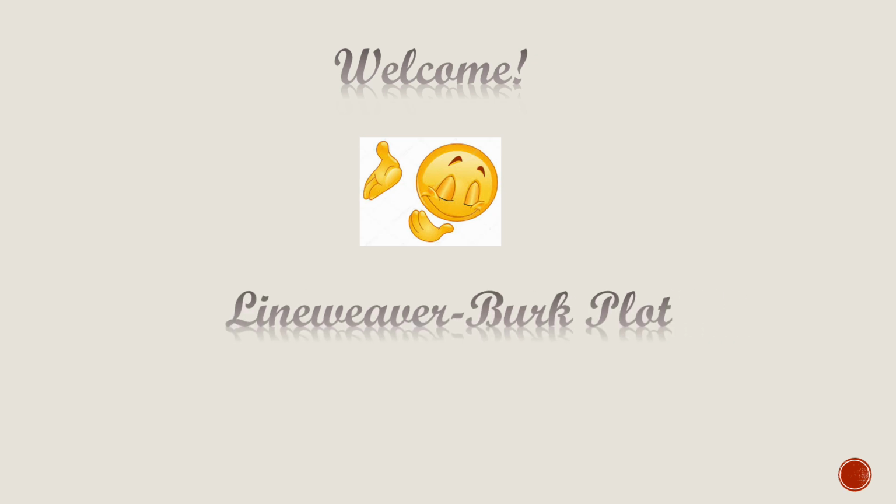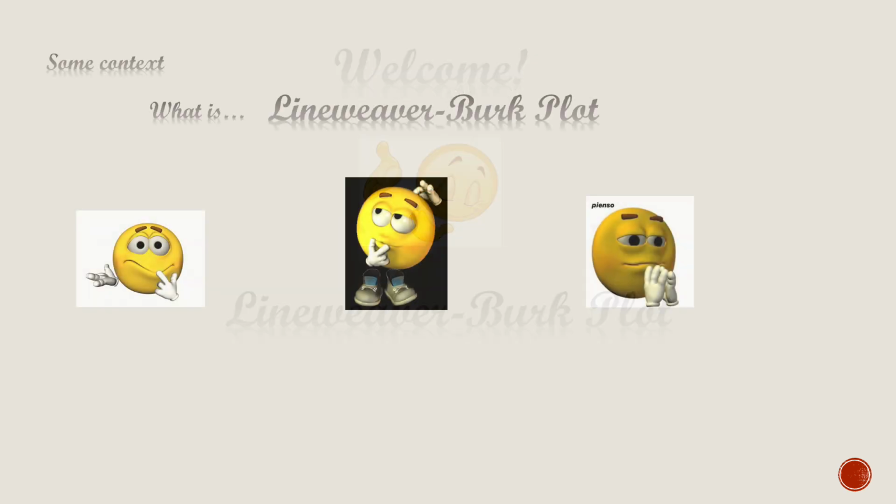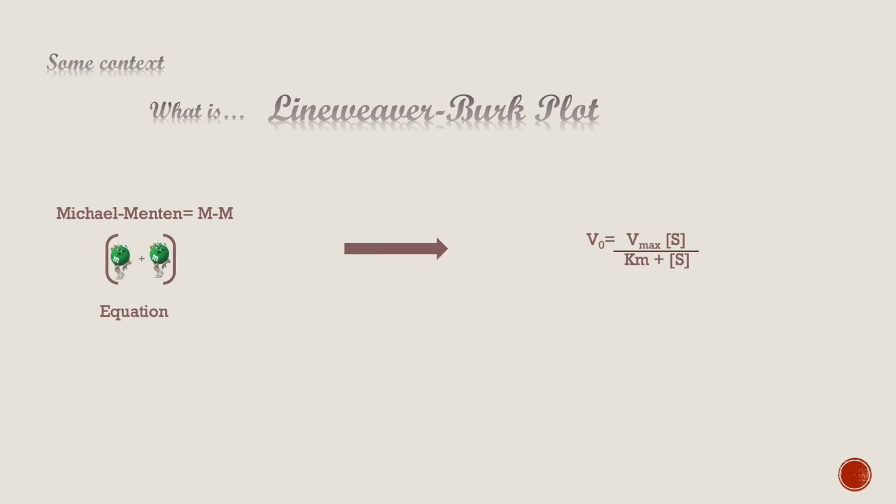Let me help you. Let's explain the Lineweaver-Burk plot. For some context, the Lineweaver-Burk plot is an example of a graph made based on an equation named Michaelis-Menten, also known as the M&M equation, which is used for the identification of the value of Vmax in enzyme kinetics.